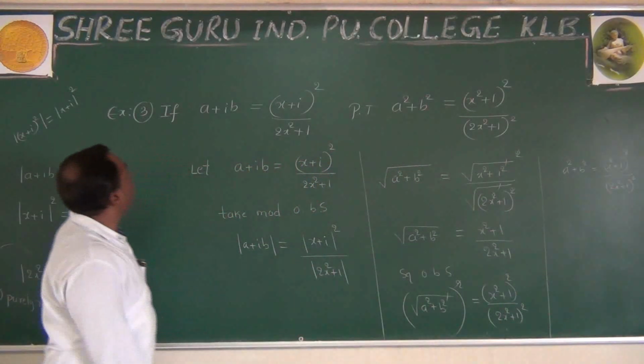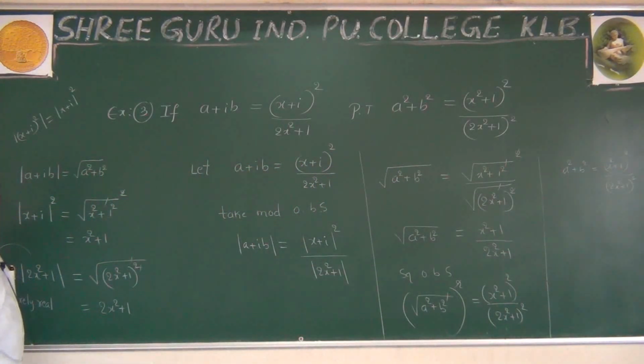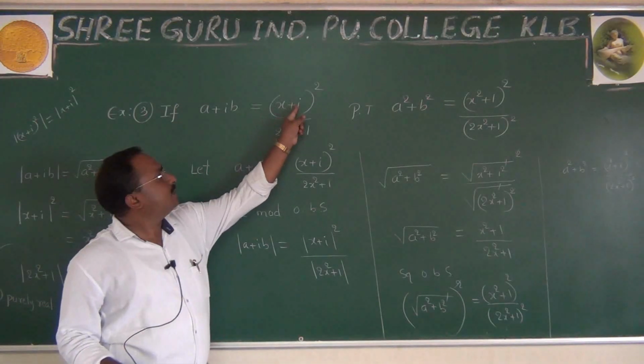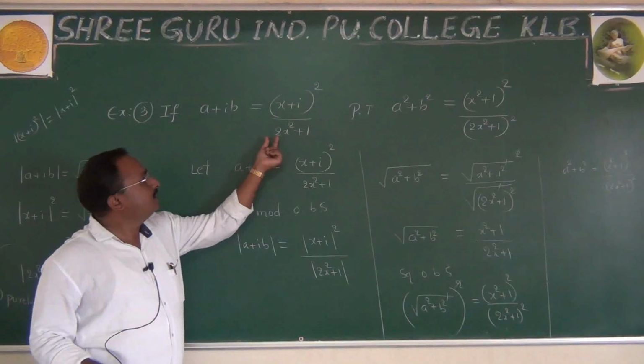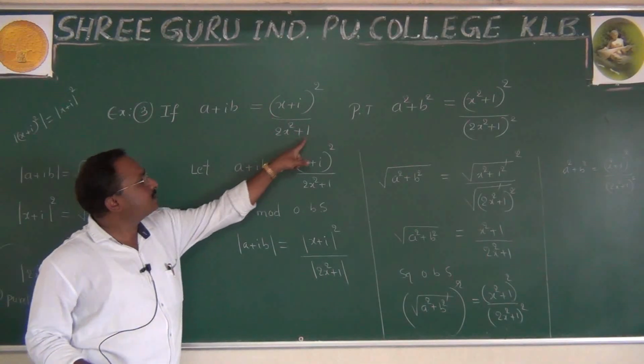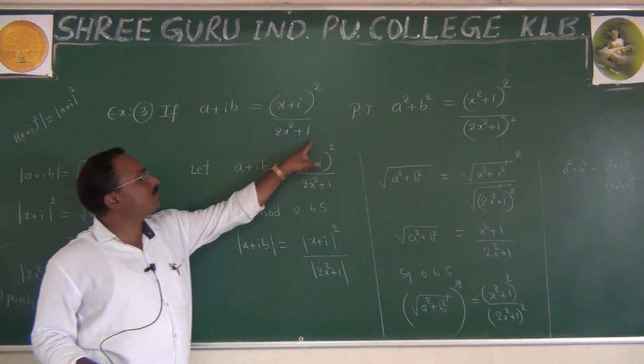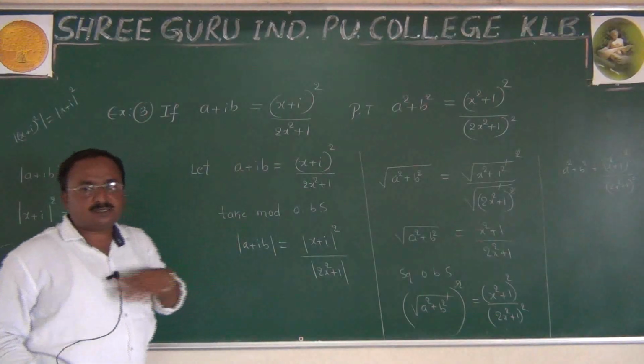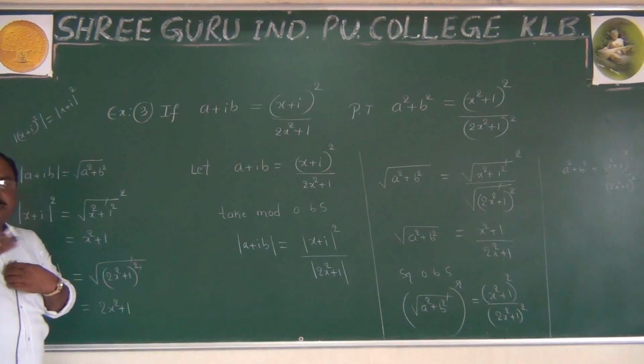This is proved. That is there, a plus ib. Keep in your mind that here real part is x, imaginary part is 1. In this place here, the denominator is completely real. 2x square plus 1 is completely real. Real part is square, imaginary part is 0. Next, I will continue.